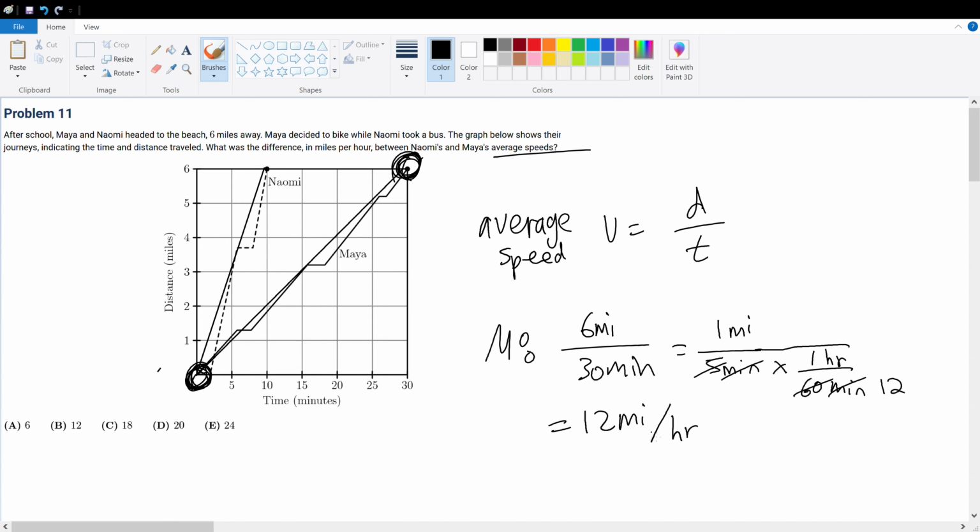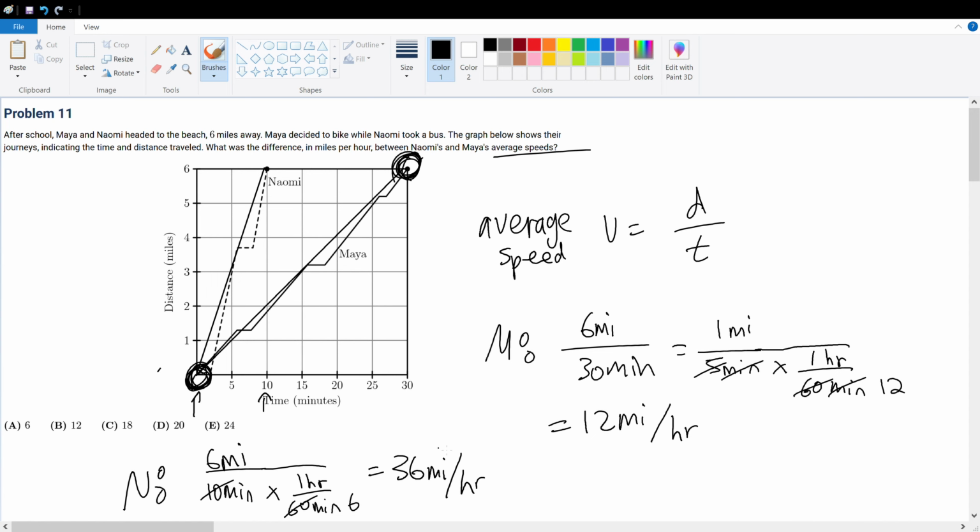Now with this, we can solve for Naomi's. For Naomi's, the same thing. She traveled 6 miles as well. But the x-axis difference is from 0 to 10. So she traveled 10 minutes. But again, this is in miles per minute. We want it to be miles per hour. So this is equal to 1 hour per 60 minutes. And therefore, the 10 minutes and the 60 get simplified to 6. And this becomes 36 miles per hour.